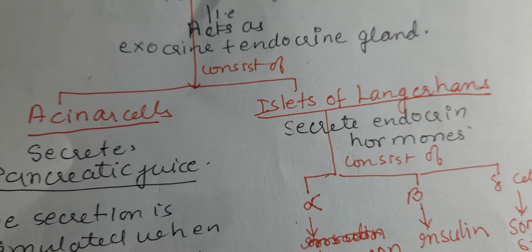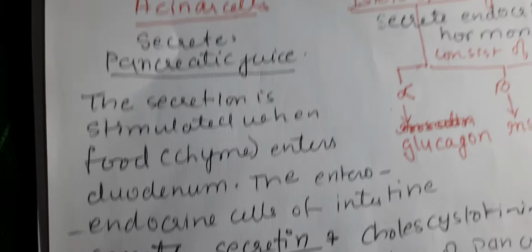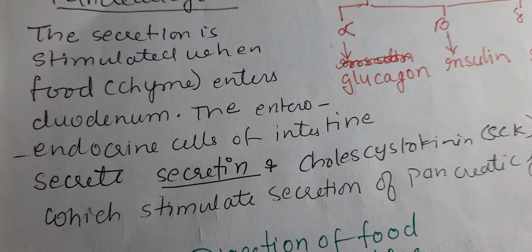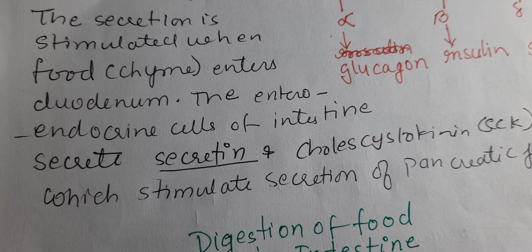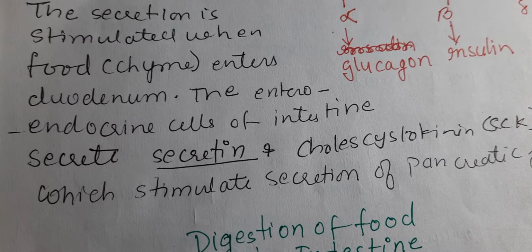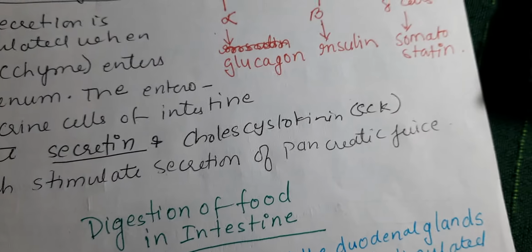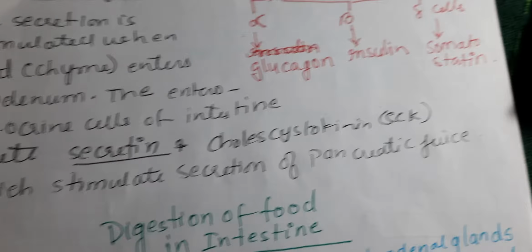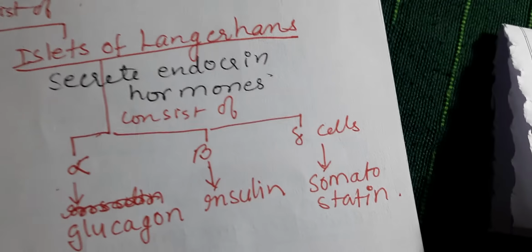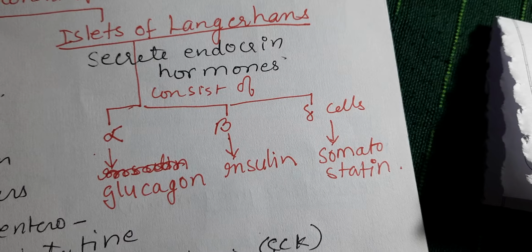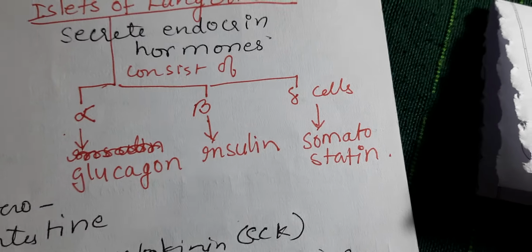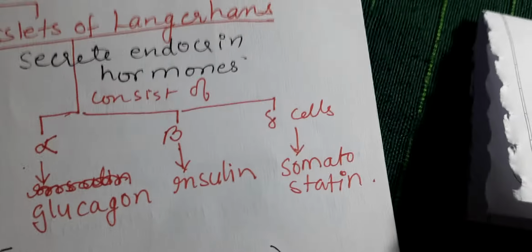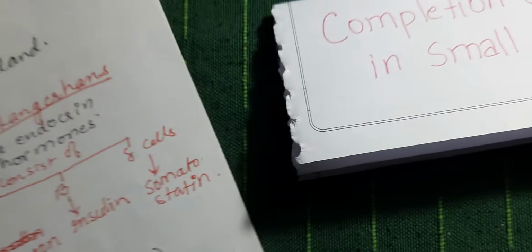It consists of acinar cells and islets of Langerhans. Acinar cells secrete pancreatic juice. The secretion is stimulated when food enters the duodenum. The endocrine cells of the intestine secrete secretin and cholecystokinin, which stimulate the secretion of pancreatic juice. The islets of Langerhans secrete hormones: the alpha cells secrete glucagon, beta cells insulin, and delta cells somatostatin.